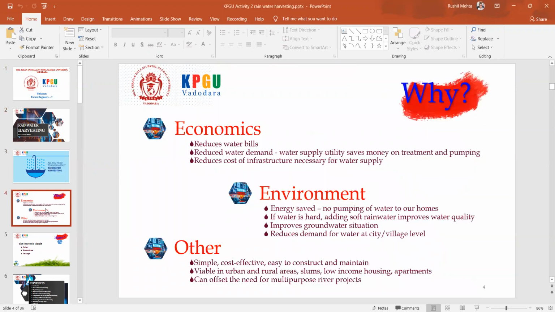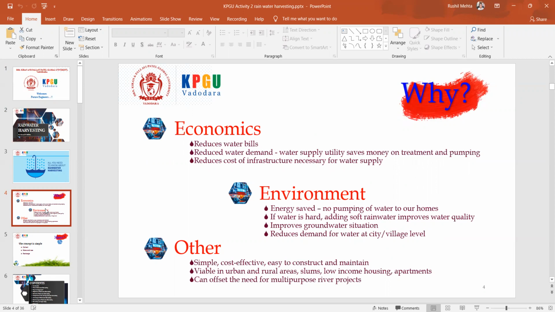First of all, why is it required? That should be the question, right? Economics: it reduces water bills, reduces water demand on the water supply utility, saves money on treatment and pumping, and also reduces the cost of infrastructure. If we see the environmental aspects, energy can be saved. If water is hard, then adding soft rainwater improves water quality. It improves the groundwater situation and reduces demand for water at city or village level.